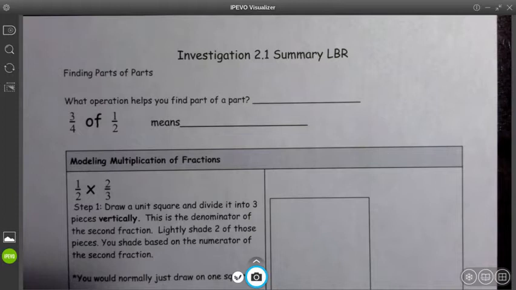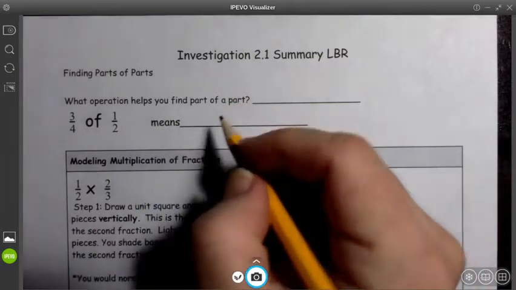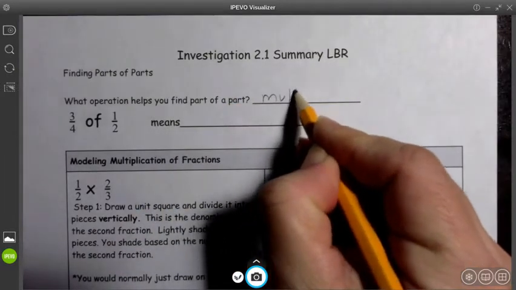2.1 summary for Let's Be Rational. We are finding parts of parts. So what operation helps you find a part of a part? That would be multiplication.